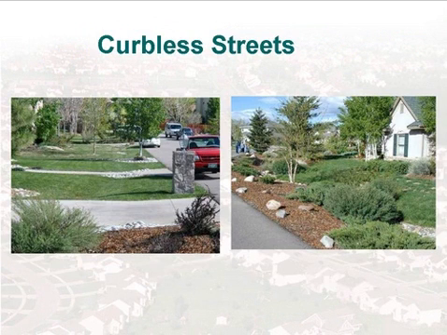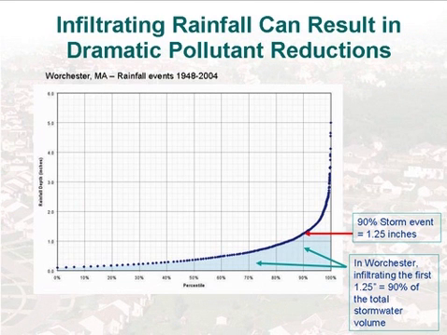And of course, just some basic designs like curbless streets can be a BMP as well. And, of course, then you can see here in this particular example a very shallow swale there taking care of the infiltration.